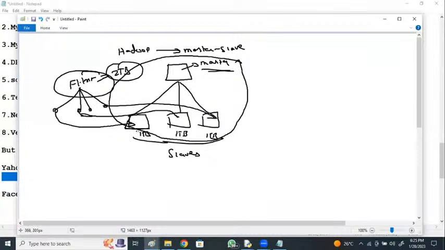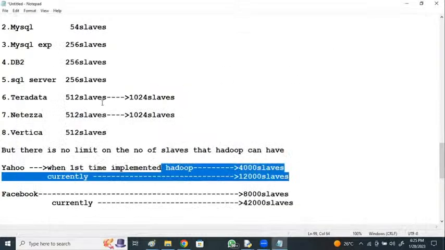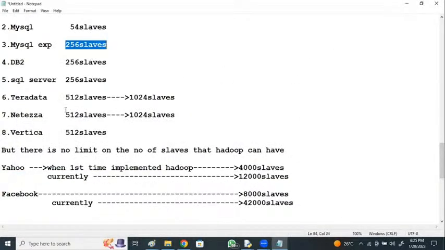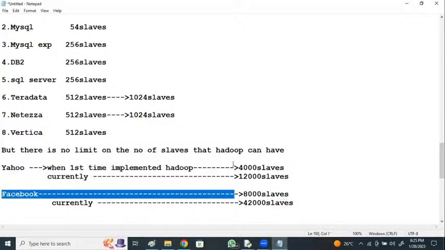So these are the systems. In Hadoop, horizontally, there is an unlimited number of slaves. You can keep on adding systems, or slaves, right? Slaves mean systems, and we can have any number of them. There is no limit, but for databases, there is a limit on how many systems can be used. And Yahoo and Facebook went with 42,000 systems for storing their data.